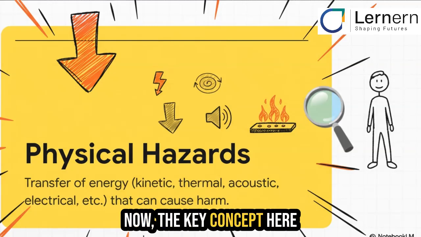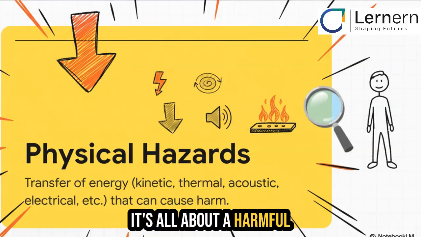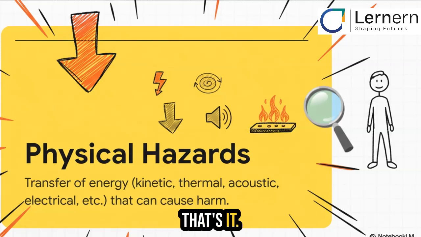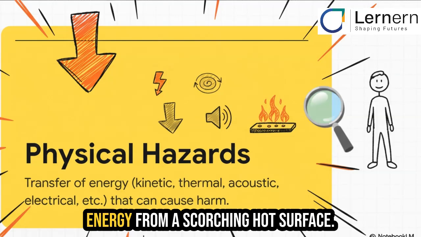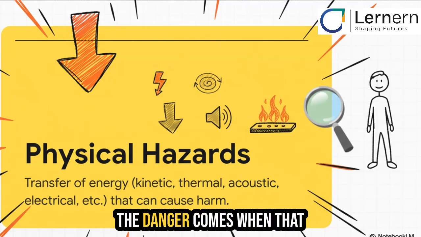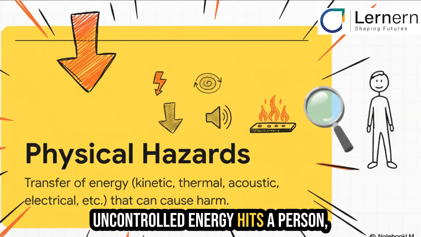Now, the key concept here sounds a bit technical, but it's actually super simple. It's all about a harmful transfer of energy. That's it. Whether it's the kinetic energy from a falling object or the thermal energy from a scorching hot surface, the danger comes when that uncontrolled energy hits a person.